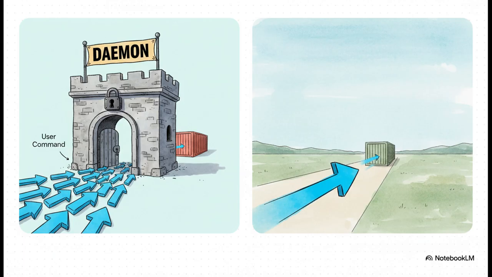But then, look at Podman's model. There is no central daemon. There's no middleman. When you type a command, it just runs. It launches the container directly, like any other normal process on your Linux system. It's simpler, and there's no single point of failure.